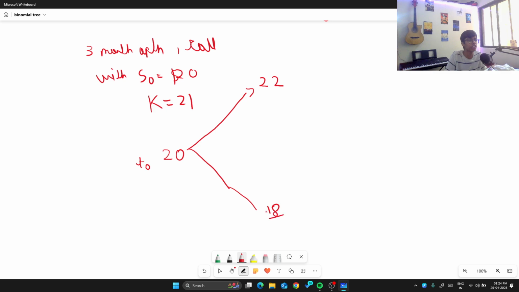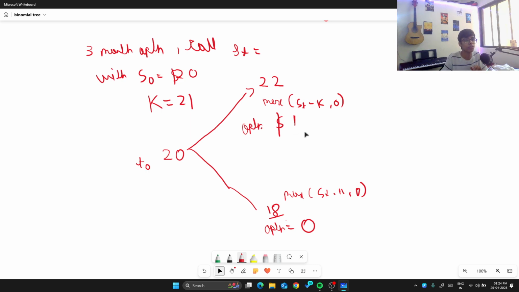Let's see the up case. If ST, the spot price at expiry, is 22, we will earn the maximum of ST minus K and 0. That will be 22 minus 21, which is $1. And if the market goes down, the maximum of ST minus K and 0 gives 0. We will not make money here. It is below the strike at expiry, so the option expires at 0. So that is the option payoff.